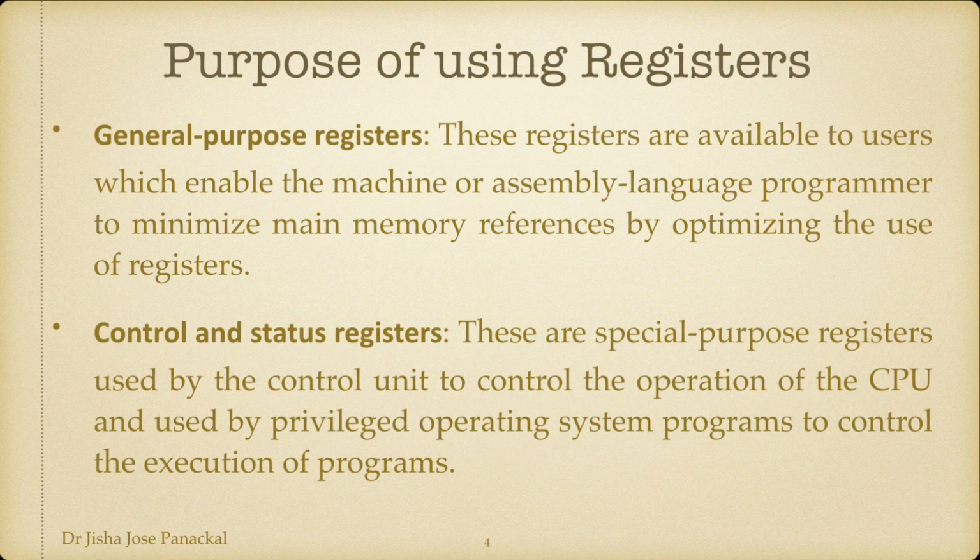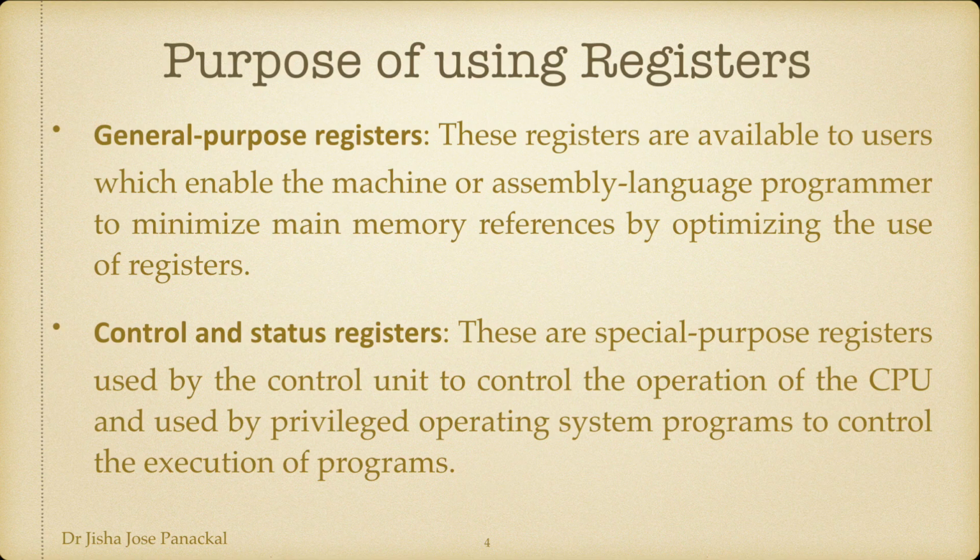The registers can be broadly classified into two based on the purpose of using them. The first one is general purpose registers and the second one is control and status registers. General purpose registers are available to users, which enable the machine or assembly language programmer to minimize main memory references by optimizing the use of registers. So these are used by the users for minimizing main memory references. We can store some information inside the CPU, and for that we are using general purpose registers.